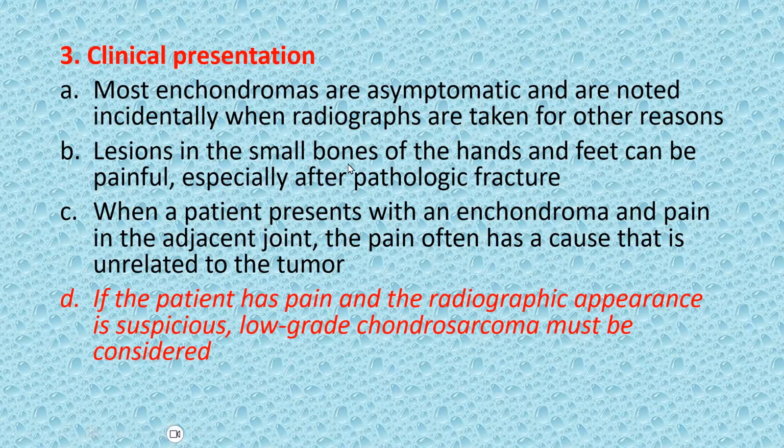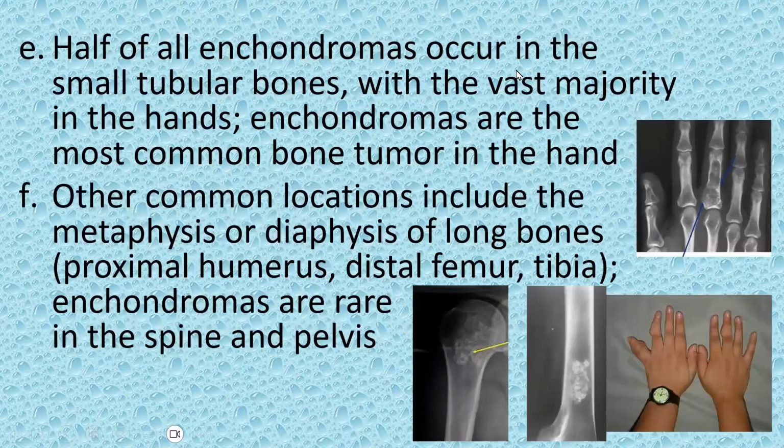Half of all endochondromas, or enchondromas, occur in the small tubular bones, with the vast majority in the hands. I spoke to you about this. Enchondromas are the most common bone tumors in the hand. That's one question that we like to ask. Where do enchondromas occur most? And we put the hand plus other regions, and you should answer as hand.